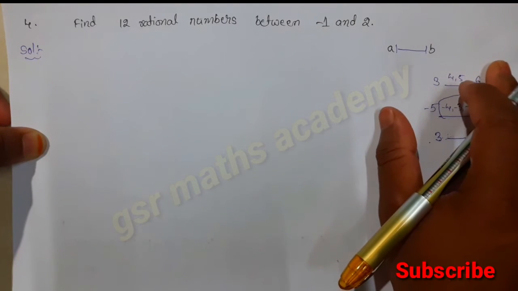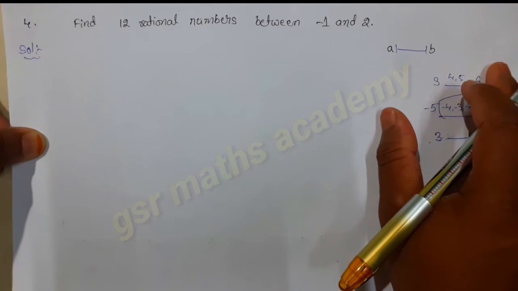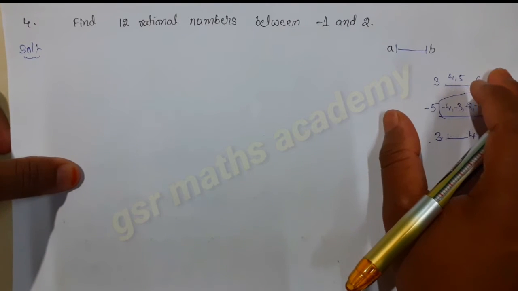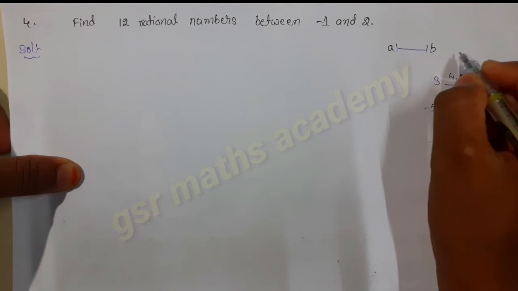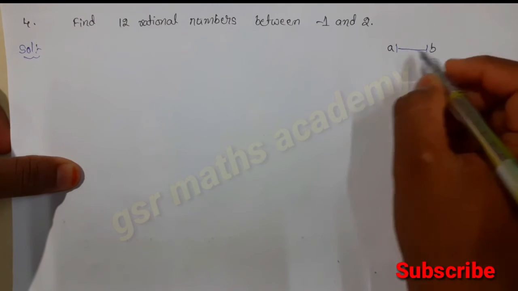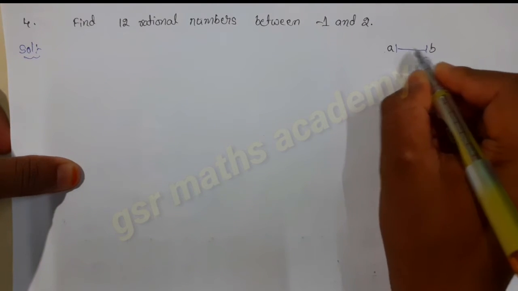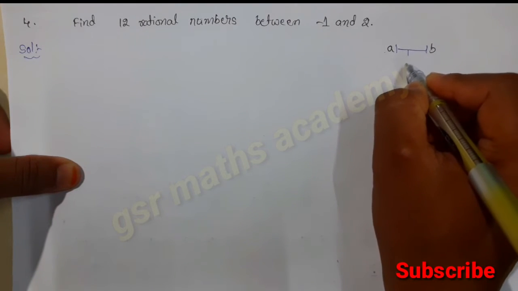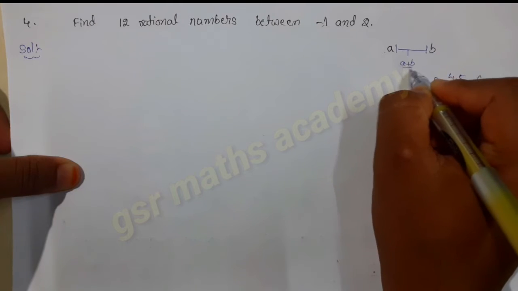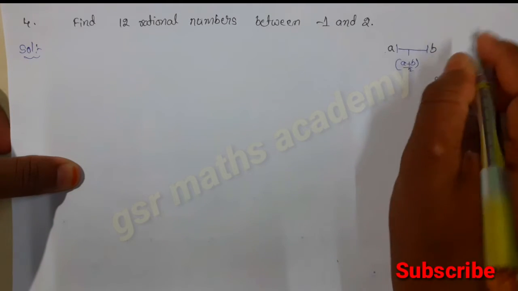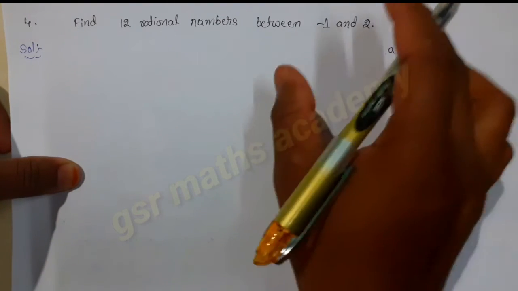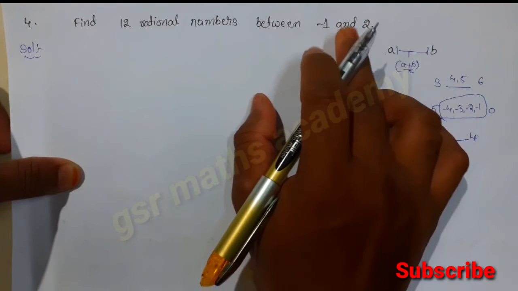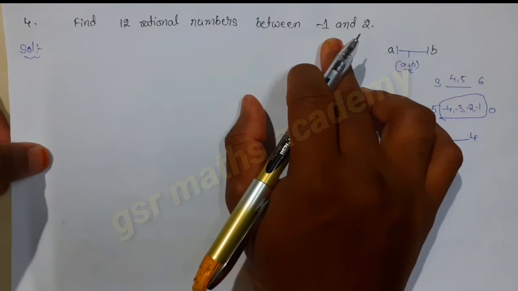For inserting rational numbers, I already made a video on inserting rational numbers between two rational numbers a and b by using the mean method. That means between a and b we take the average. What is the average of a and b? Average means (a plus b) by 2. This is the mean method to insert. But if you go with this mean method here, it takes much time to solve. So what we need to do, let me explain.